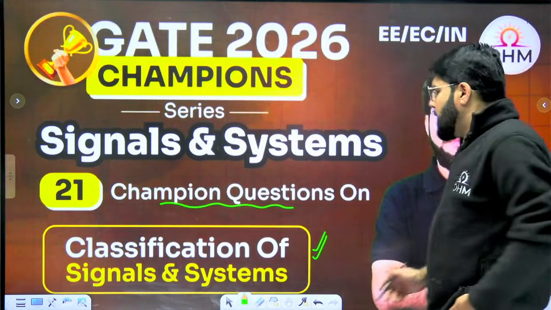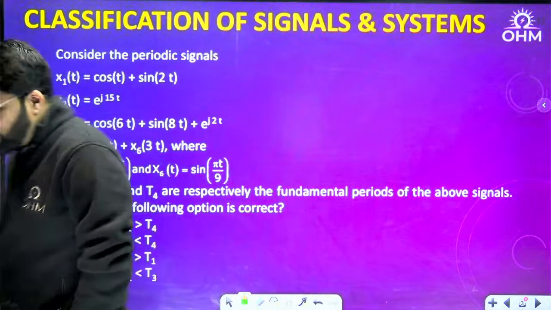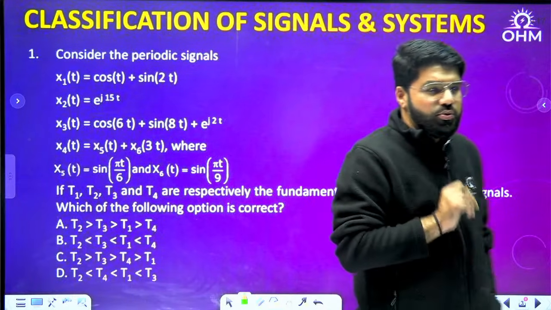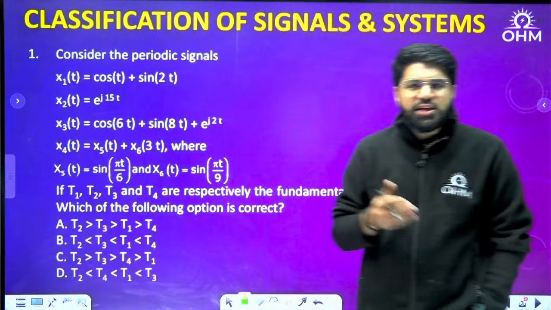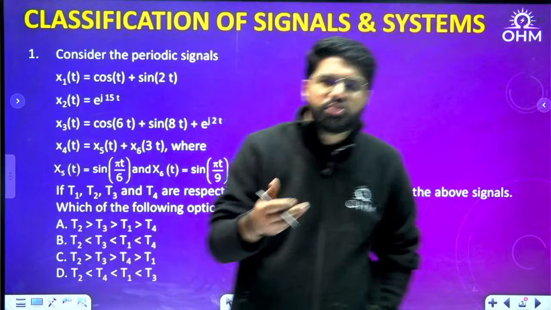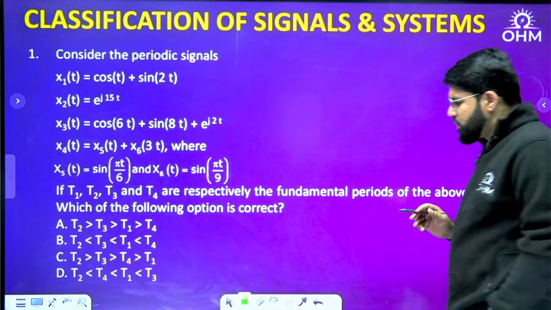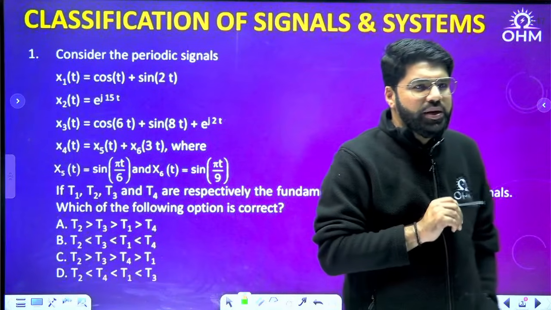Let me directly start with the first question about periodic signals. Classification of signals: two major important classifications that you cover are number one, periodic and aperiodic signals, and number two, energy and power signals. Important in terms of questions. Starting with the concept of periodicity, the first question is on continuous time domain. We will discuss discrete time domain as well.